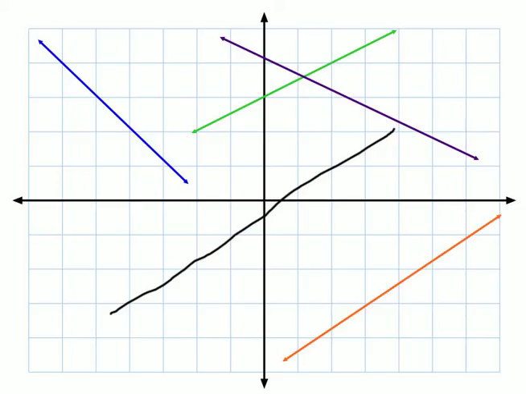So for example, if we look up here, this green line is going in the direction of the third quadrant to the first quadrant, but it's not actually in the third quadrant. And that's okay. That line is still going to be a positive line. Same down here, if we look at the orange line, it's going in the direction of the third quadrant to the first quadrant, but it's not actually going in the third quadrant or the first quadrant, and that's fine too. Those are still positive lines.